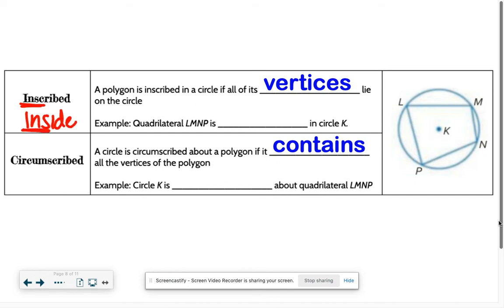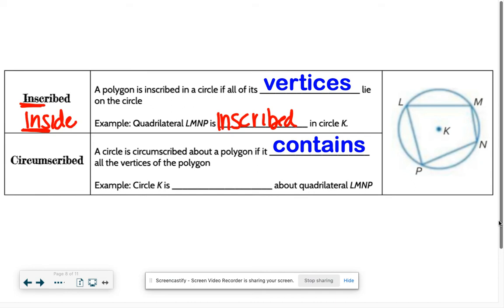Inside, inscribed. So in this example here, quadrilateral LMNP is inscribed in our circle, right? All of my corners, all those vertices of this quadrilateral are on the edge of our circle. So therefore it does mean it's inscribed. Okay.